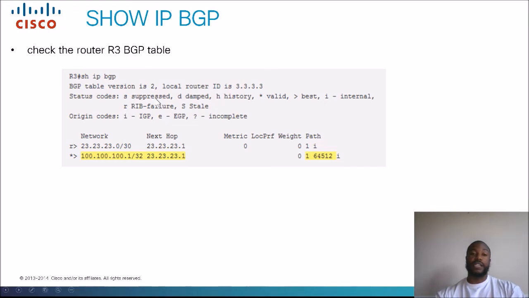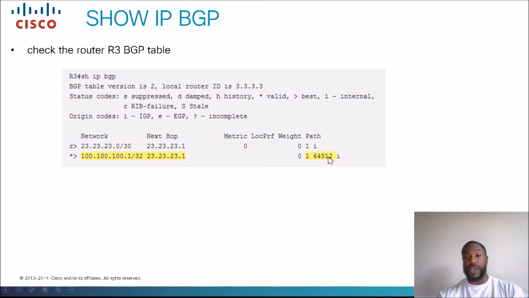Here is how we check the BGP table: show ip bgp, and you can see the path to get to a specific network. So with this right here, we got 100.100.100.1. The next hop would be 23.23.23.1, but the path to get there is 1, and then you cut through 64,512, and then you make it there. That would be your destination. But obviously, this is a private ASN number, 64,512.